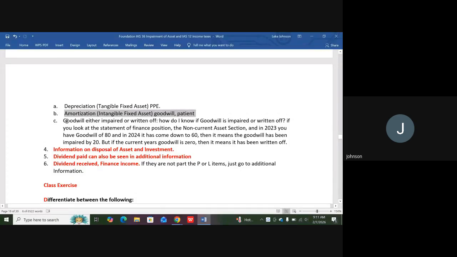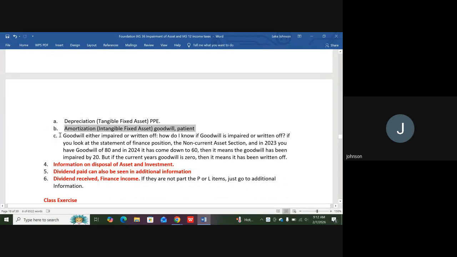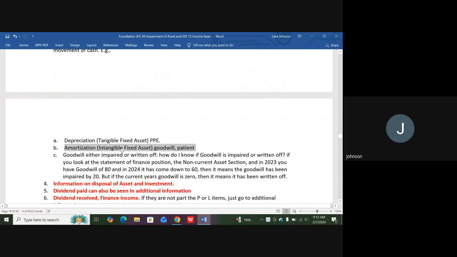Then the next thing you also want to take note of under additional information, you're looking out for non-cash items. And that you also want to look out for is goodwill, either impaired or written off. So when you're checking additional information that they give you, check for information that deals with goodwill. They say goodwill has been impaired or goodwill has been written off. When something is impaired, you know what it means now? Impairment. We've done impairment, IAS 36. In your account, probably you are carrying that goodwill at a price that is higher than the recoverable amount. Okay, so goodwill that is impaired or written off.